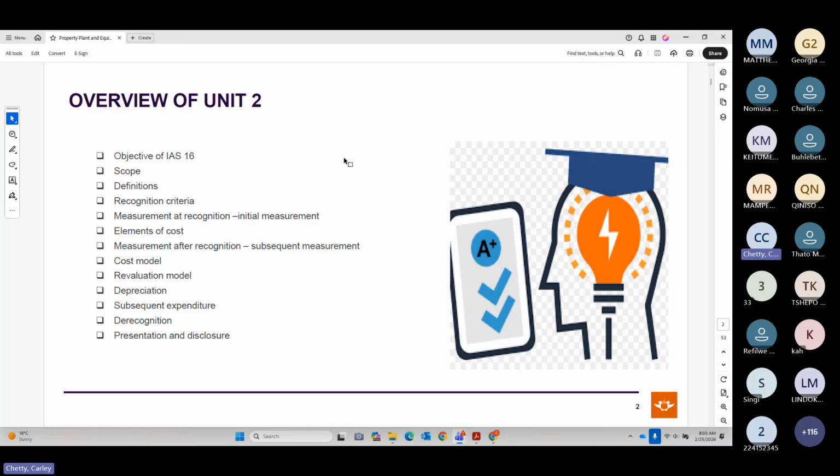Then we can look at some elements of cost and measurement after recognition, such as subsequent measurement. Do we have an impairment? Do we have depreciation? Do we have a revaluation? And the two models we are going to look at are the cost model and the revaluation model. So the revaluation model will be done next week.